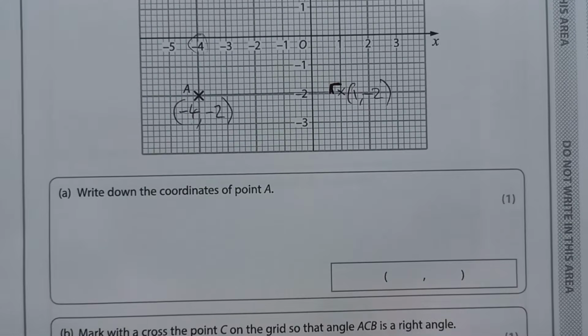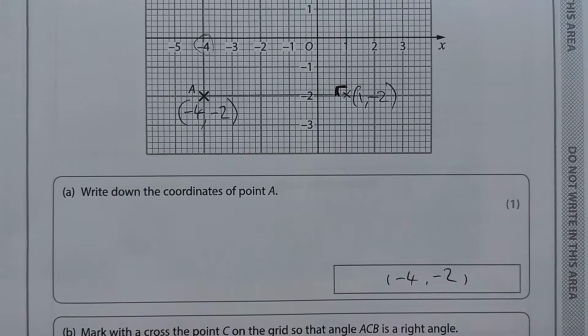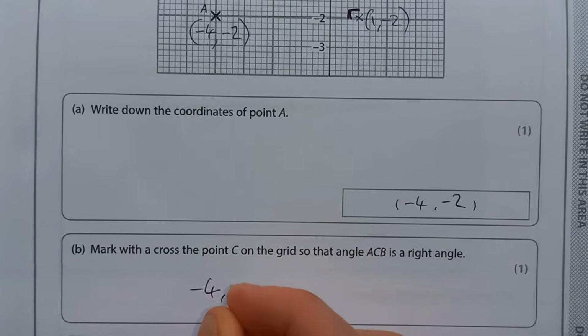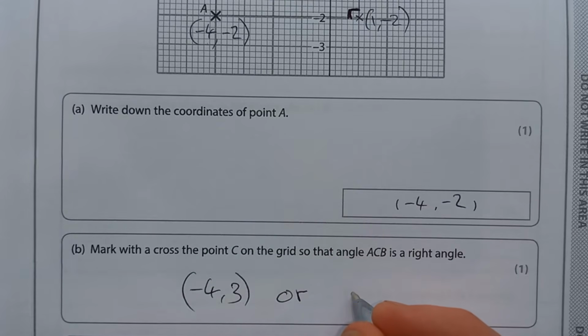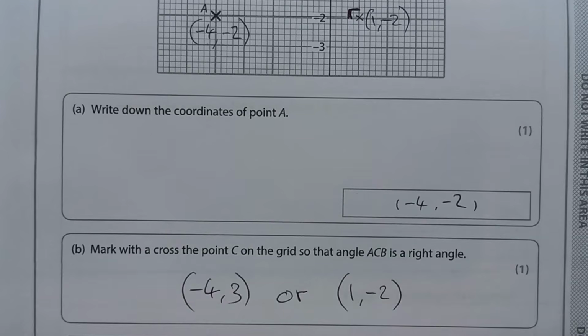Okay. So for part A, we definitely want -4, -2, but for part C, this one down here, we can have that -4, 3, or 1, -2. Okay. Either one's fine.